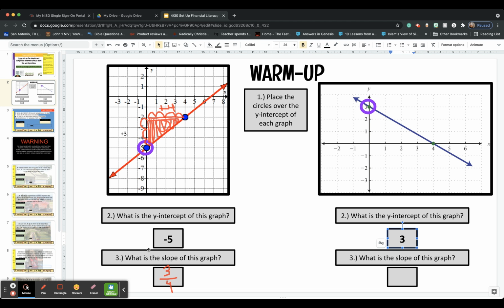And our slope, we would calculate by doing change in y. So it goes down 1, down 2, down 3. So -3. And our change in x is 1, 2, 3, 4. So -3/4. That is how you do today's warm-up.